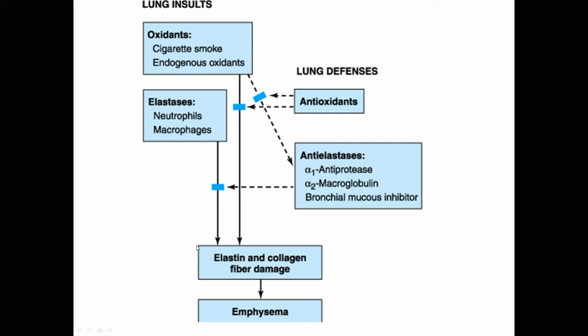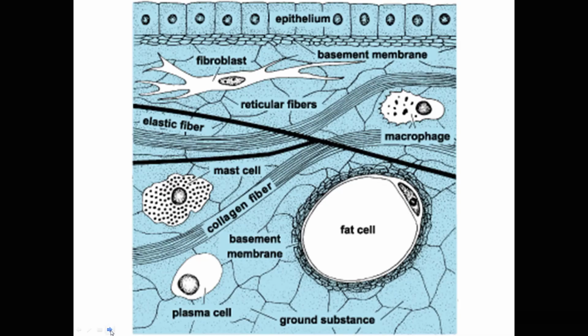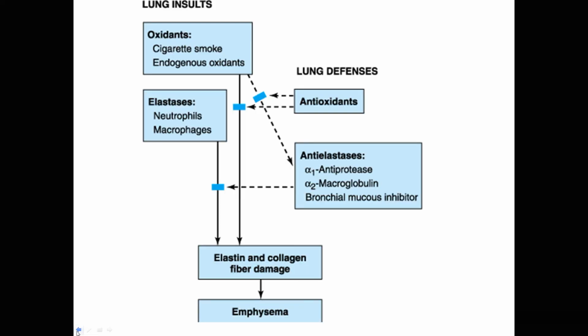A destruction of lung parenchyma is observed in emphysema. Let me note that parenchyma contains fibers, collagen fibers and elastic fibers, so the destruction of these fibers will cause the main sign of emphysema, the increased compliance.